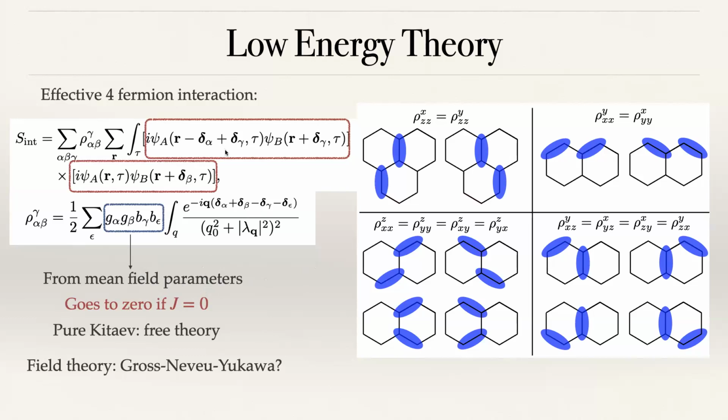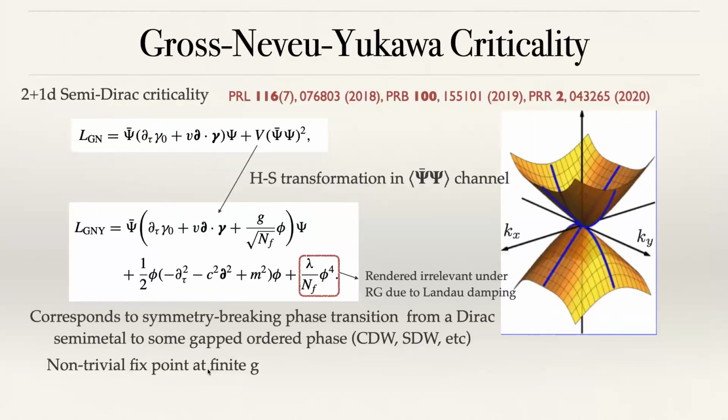And if you're familiar with field theory, then by looking at this, you might imagine that if we do some sort of Hubbard-Stratonovich on the fermion hopping channel, then we will have a theory similar to a Gross-Neveu-Yukawa theory, which describes the topological phase transition from a topological semi-metal, a Dirac semi-metal, to some ordered phase. So that's the next thing we do. And just to remind you, we now briefly introduce the Gross-Neveu-Yukawa criticality in general.